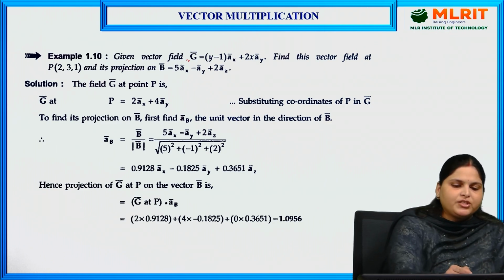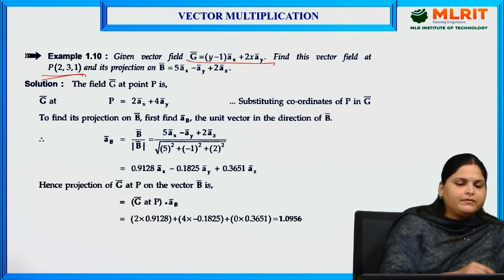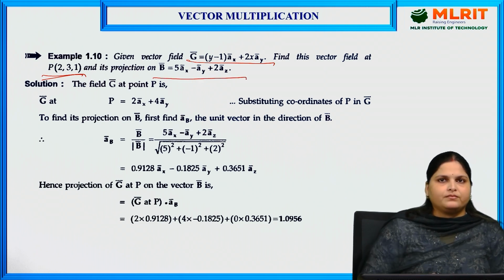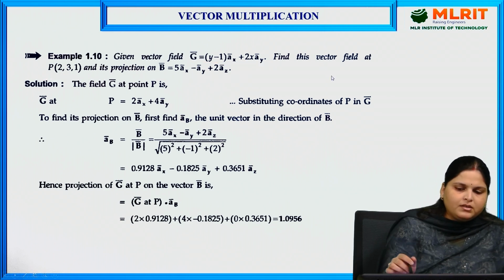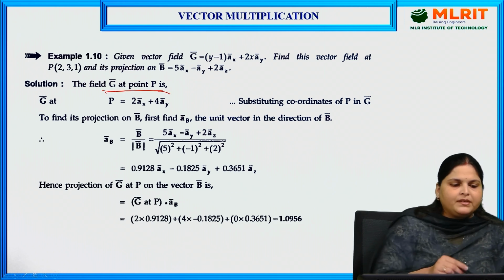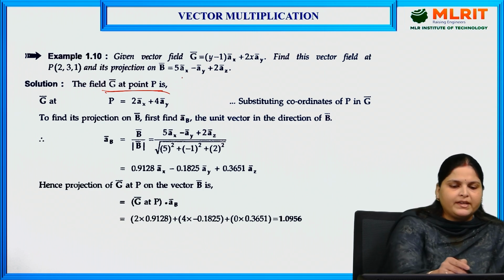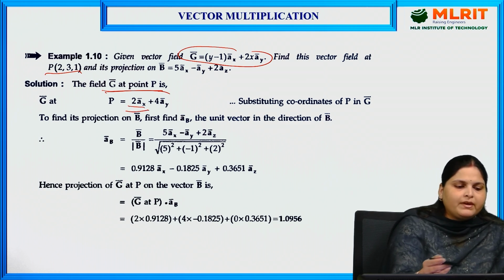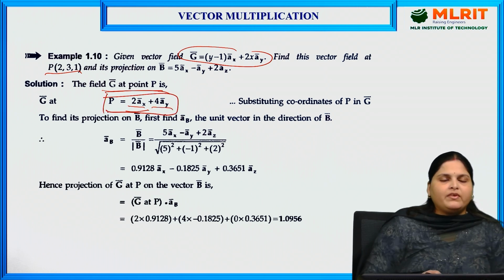Let's take another example. One vector field G is given. We have to find this vector field at P(2,3,1), and we also need to find its projection on B, right? So first we will calculate this given vector at point P, which is (2,3,1). These are the points. So we will substitute these coordinates of P into this vector. So y = 3, so 3 minus 1 is 2. So it became 2ax plus 2x ay. x is again 2, so 2 into 2 is 4. So 4ay. So this is vector G at point P.